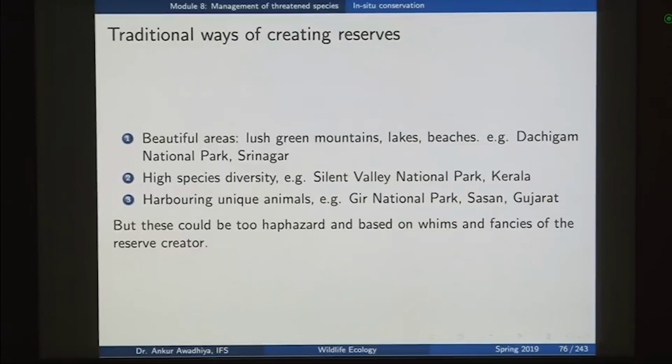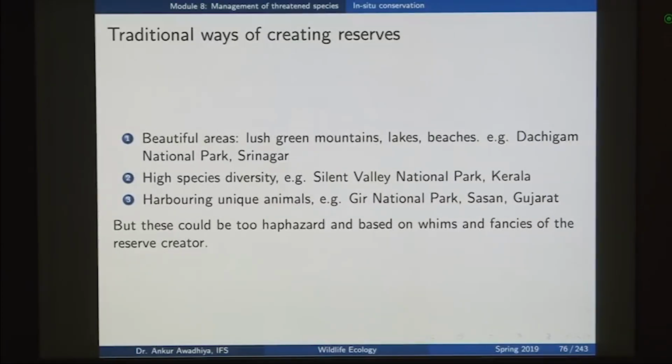Another way of creating a reserve is in those areas that harbor unique animals. For instance, we have the Gir National Park in Sasan, Gujarat, because we have lions there. The only reason we have this national park there is that we have this unique animal, the lion, that is not found anywhere else. So these were three ways in which traditionally we have been creating reserves.